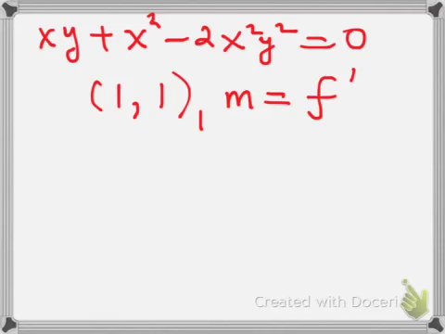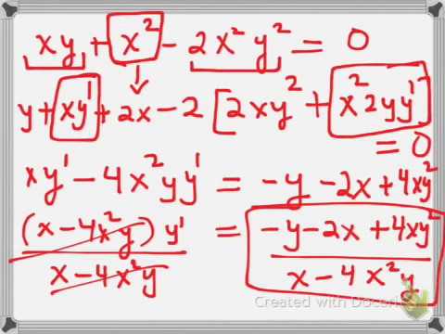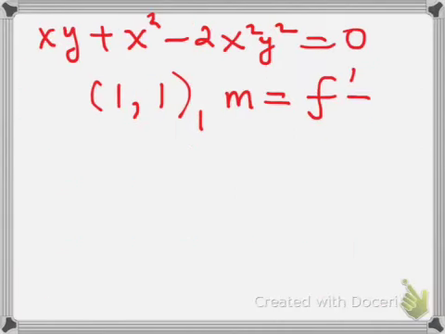So if you go back and plug (1, 1) into this derivative right here, it's negative 1 minus 2, so negative 3 plus 4 is 1, so 1 in the numerator, and 1 minus 4, negative 3, in the denominator. So your m at this point, the rate of change, is negative 1/3.